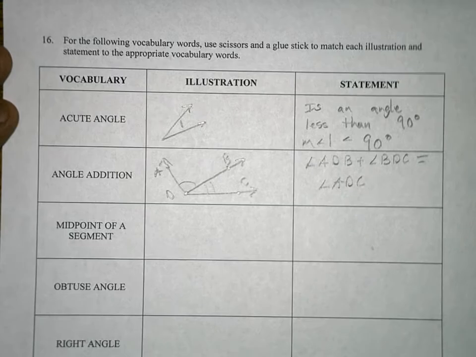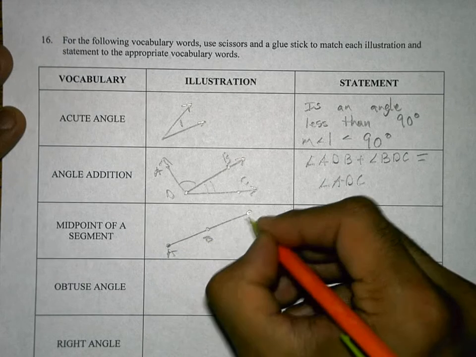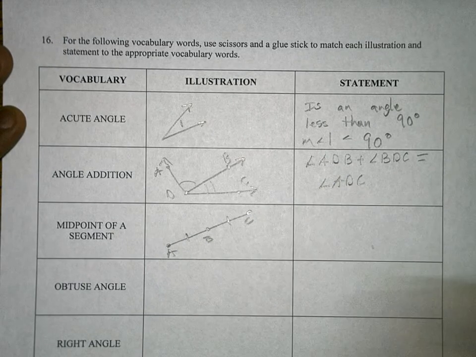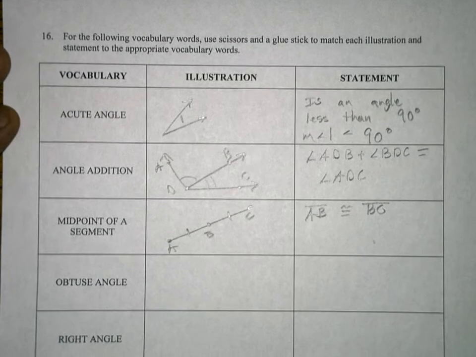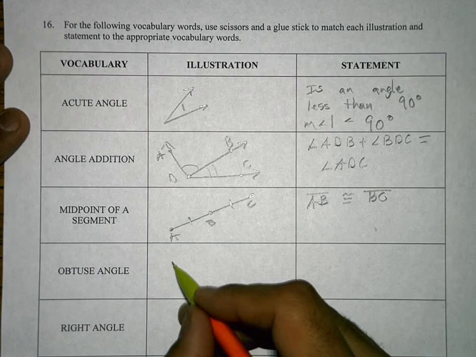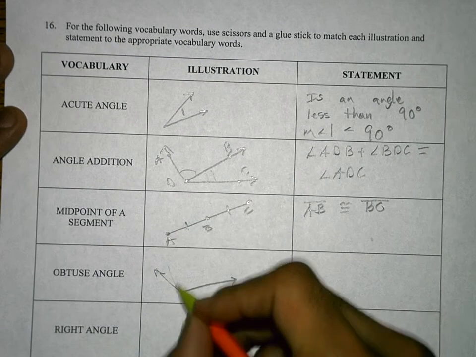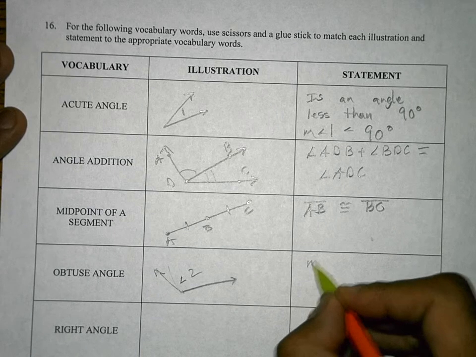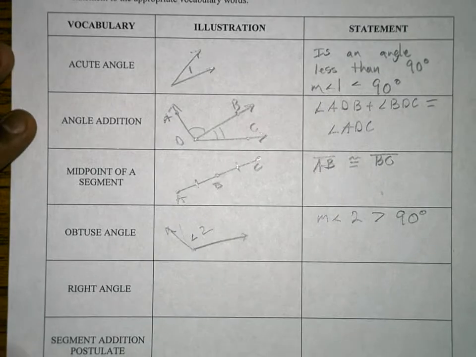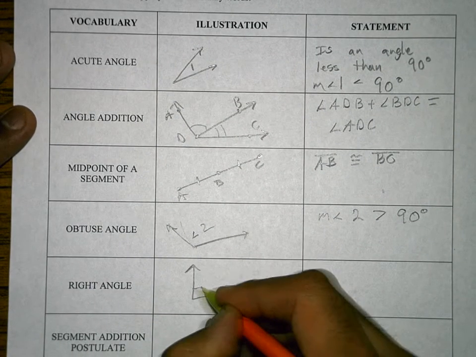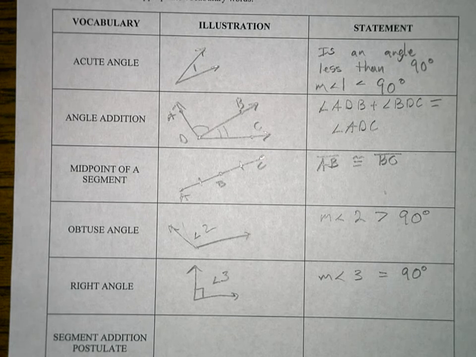Okay. Midpoint of a segment, and I call that A, B, and C. I would draw it like this, and I would say segment AB is congruent to segment BC. Okay. An obtuse angle, make it a little more prominent. Okay, I'll call that angle 2, and I would say the measure of angle 2 is greater than 90 degrees. Okay. A right triangle, call it angle 3. The measure of angle 3 is equal to 90 degrees.